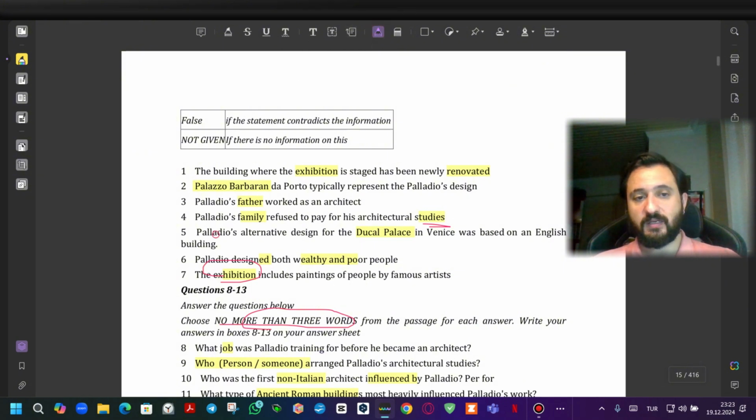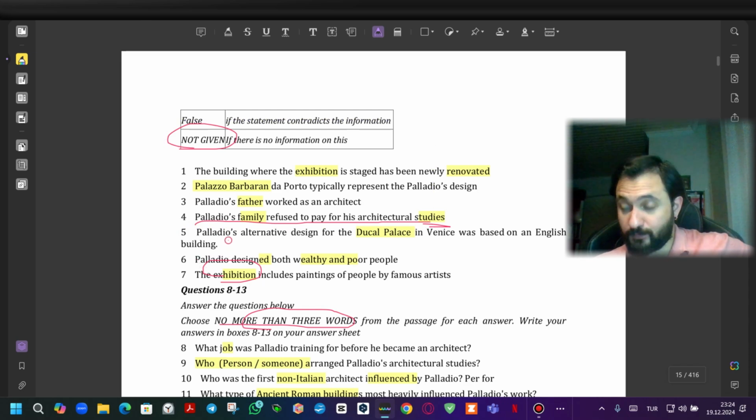But another one, Palladio's family refused to pay for his architectural studies. If the statement is not given, or if the statement is true, there will be another sentence in the article. For example, if 4 is true, Palladio's family refused to pay for his architectural studies.